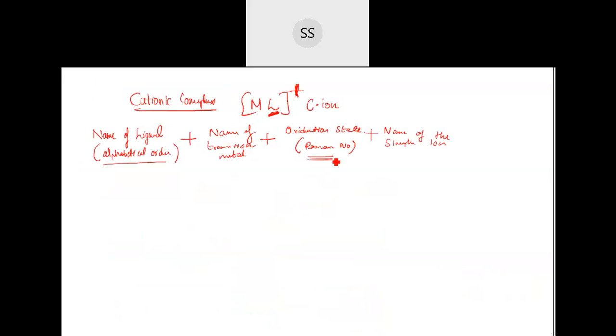Oxidation state has to be written in Roman numerals, followed by the counter ion present which is satisfying this positive charge. That counter ion name you simply write as it is. For example, if it is chlorine, you will write chloride. If it is bromine, you will write bromide. Okay, so that is the cationic complex naming part. Now I will directly take an example.